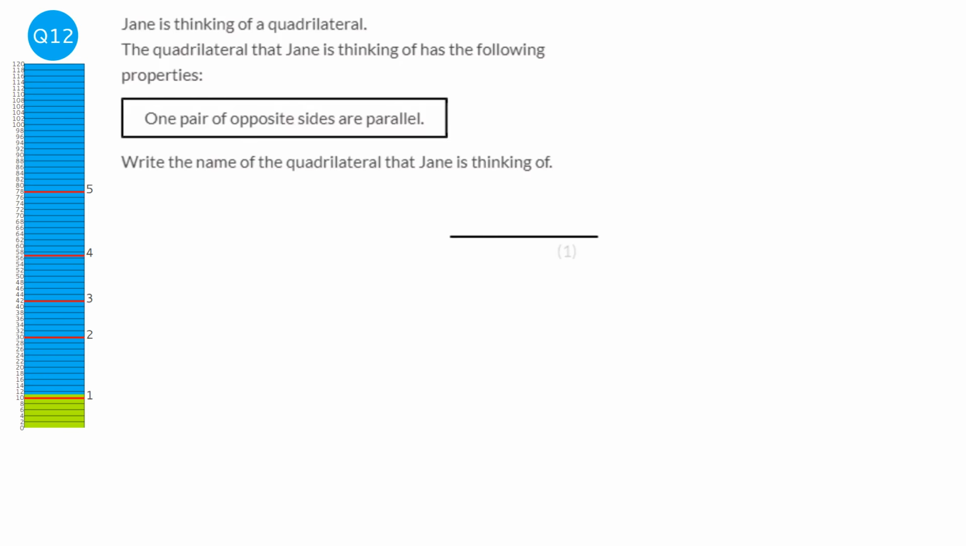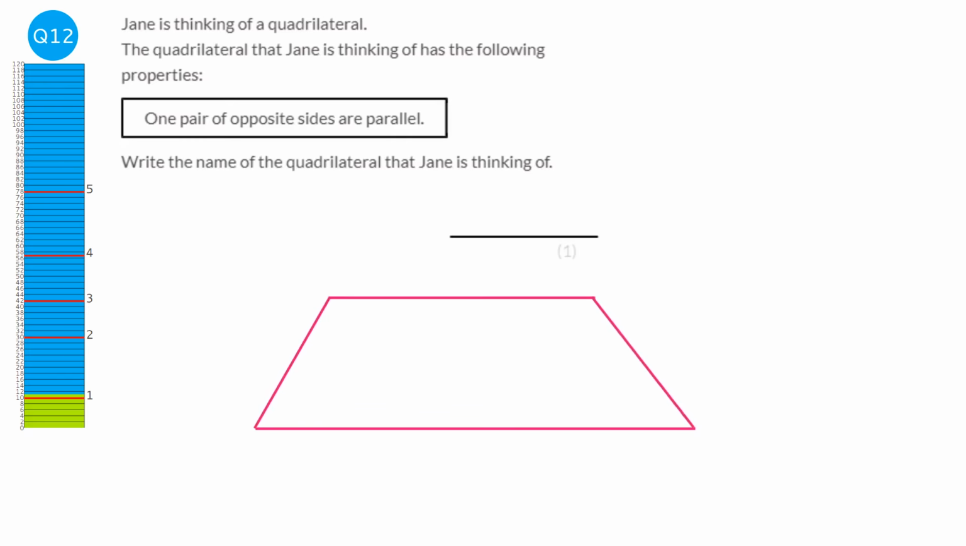If we try to draw a quadrilateral with a pair of parallel sides, and then it's a quadrilateral, so join them up, it's got 4 sides, then the shape we draw will always be a trapezium. So our answer is that it is a trapezium. Now you might think that a rectangle and square does have one pair of parallel sides, but it actually has 2 pairs of parallel sides. The definition of a trapezium is it has just one pair of parallel sides, and any quadrilateral that has one pair of parallel sides is a trapezium.